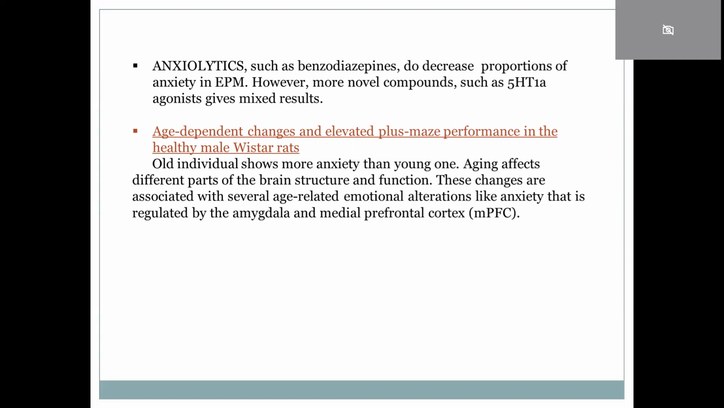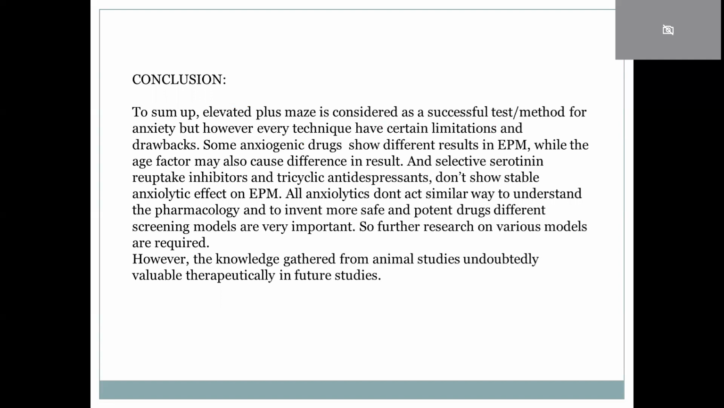And this is the article in which male Wistar rats of old age are used. So this says old individuals show more anxiety than young ones. Aging affects different parts of the brain structures and functions. These changes are associated with several age-related emotional alterations like anxiety that is regulated by the amygdala and medial prefrontal cortex, MPFC. So by this, we can conclude that elevated plus maze is considered as a successful method for anxiety.